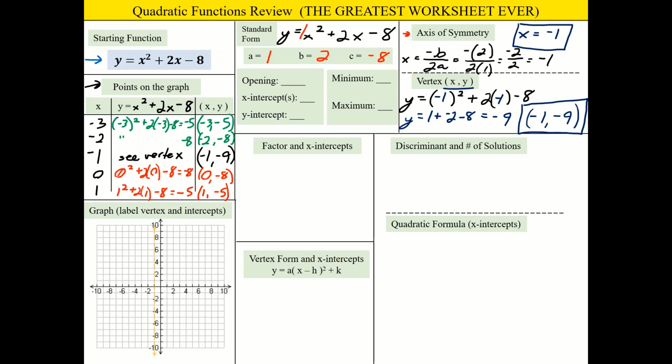Now I'll write this and then erase it. Once you have the vertex, these values are the same, and then these values are the same. And that is because of the symmetry. But let's get rid of that.